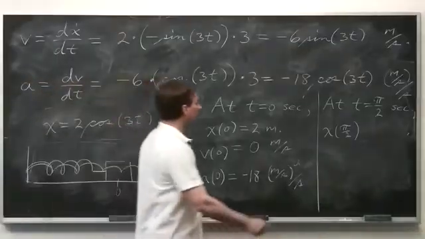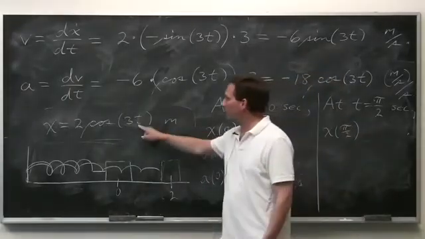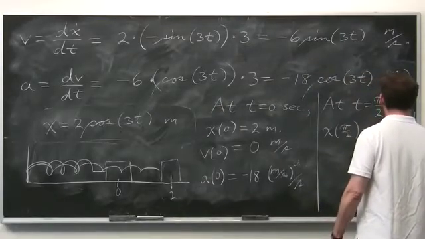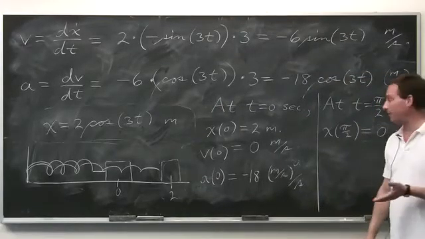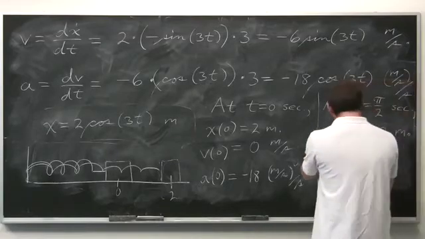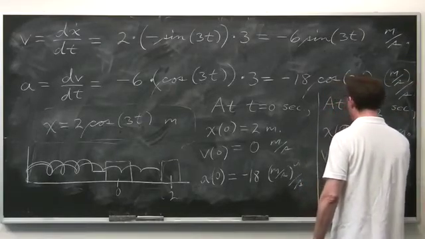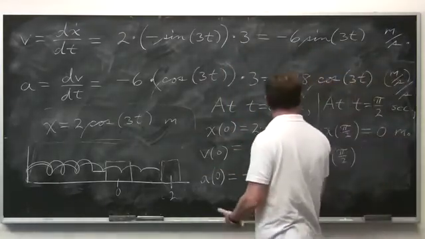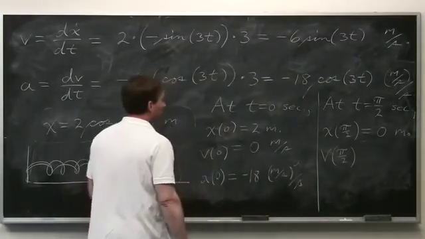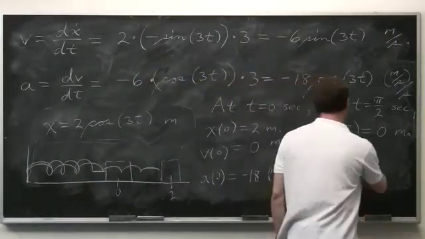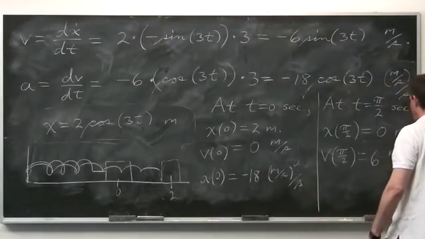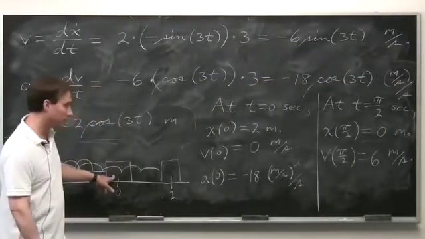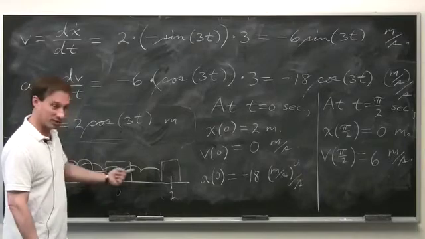So x at pi over 2 is 2 times the cosine of 3 pi over 2. But the cosine of 3 pi over 2 is 0, so this is 0 meters. The block is at the equilibrium position. What's the velocity at time pi over 2? It's minus 6 times the sine of 3 pi over 2. But the sine of 3 pi over 2 is minus 1, so you get minus 6 times minus 1, which is 6 meters per second. So at time pi over 2 the block is here and is headed in the positive direction. Its velocity is that way.